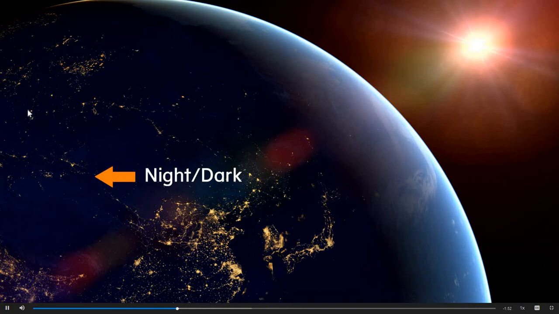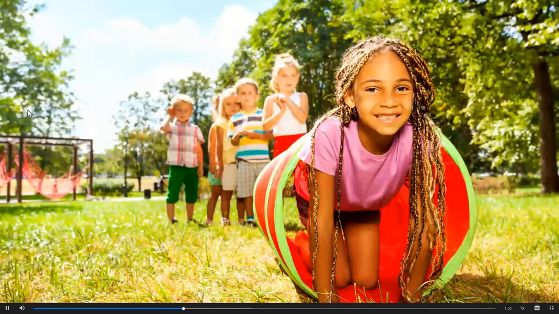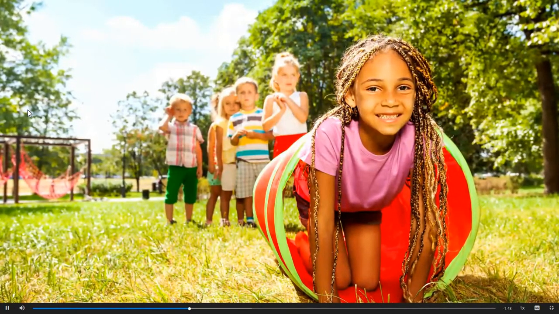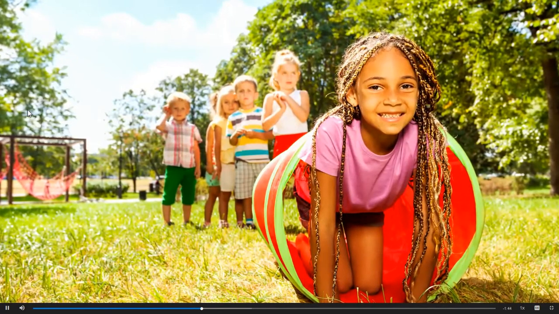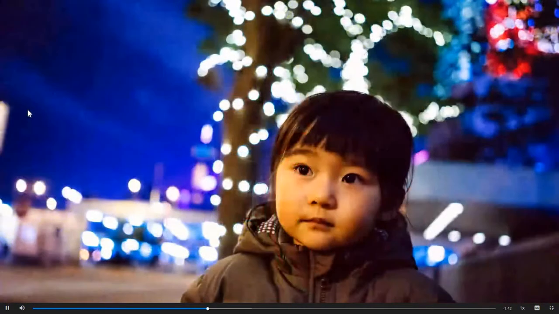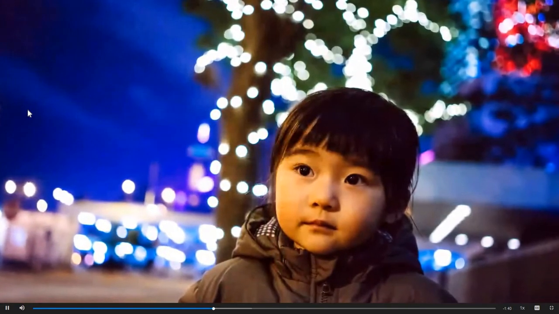Let's look at another pattern. During the daytime, the temperature is usually warmer than during the nighttime. This is because during the day, Earth is warmed by the sun. At night, Earth is not warmed by the sun.